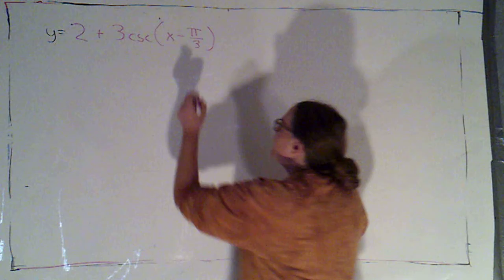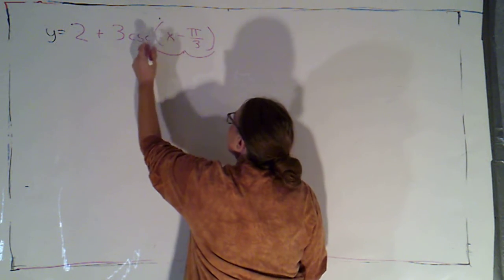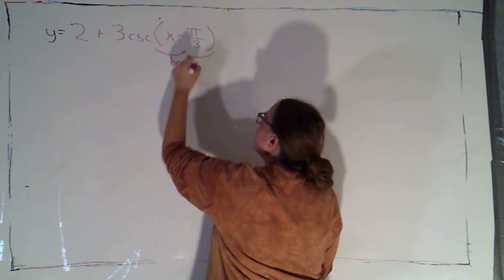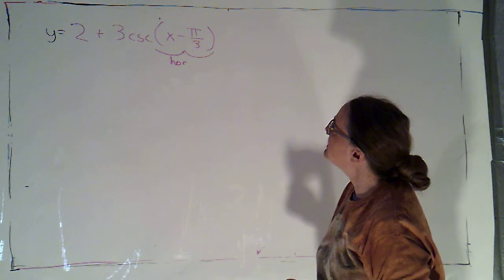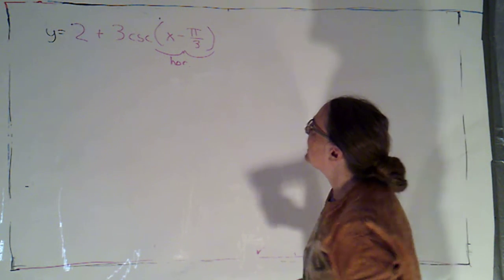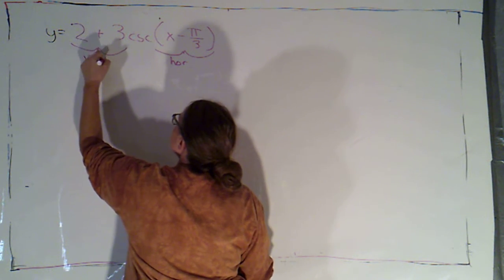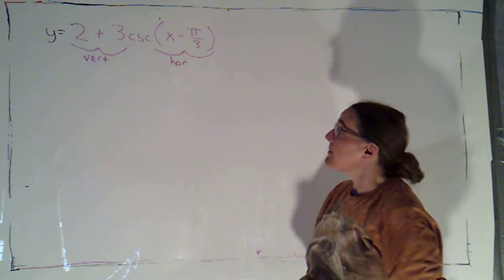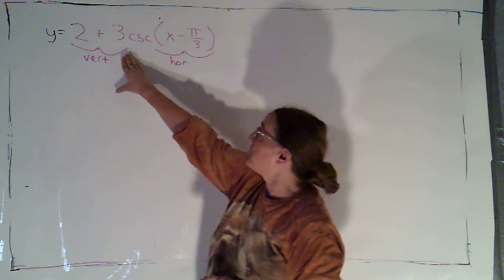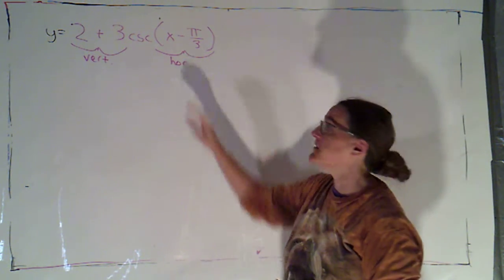So let's just remember that anything we do to x before we evaluate the trig function is going to affect things horizontally. And anything we do after is going to affect things vertically. So I'm actually doing two things vertically, but just one thing horizontally.